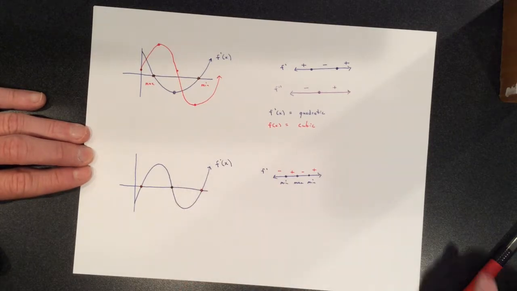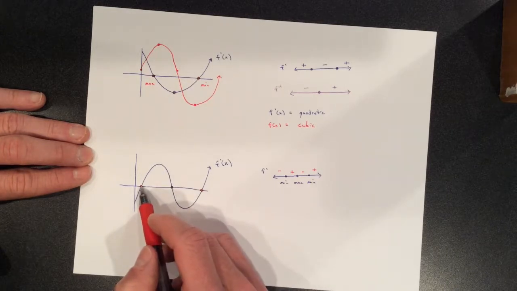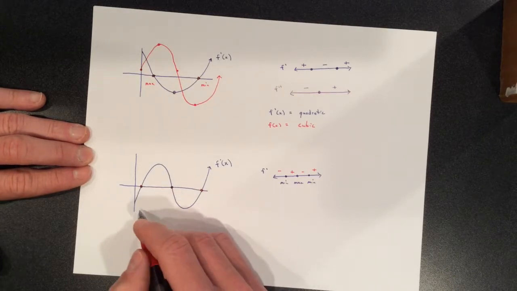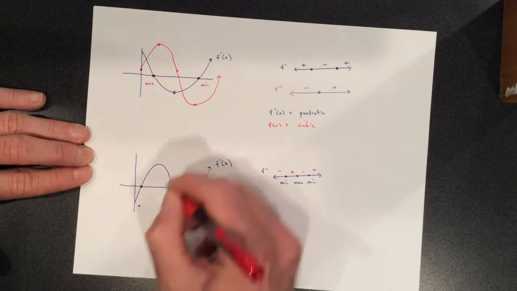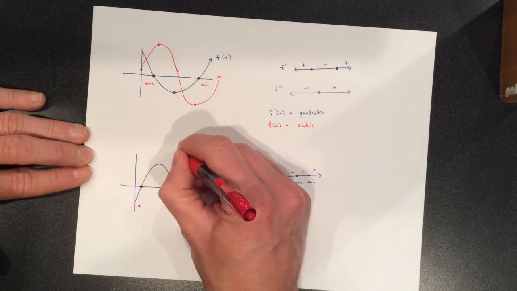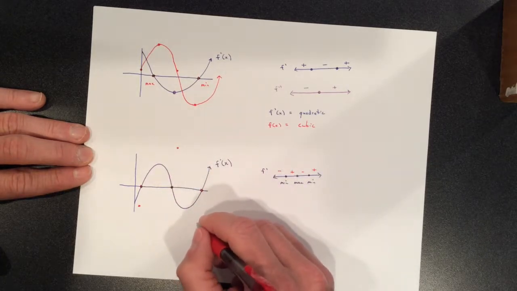So let's put some dots in here. This is some minimum value. Again, I don't know how to make this, so I'm just going to slap it anywhere I want. Let's put the minimum there. Let's put some maximum up here. Let's say then the other minimum is way down here.